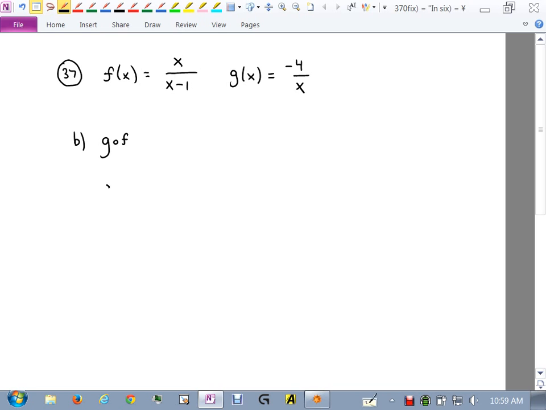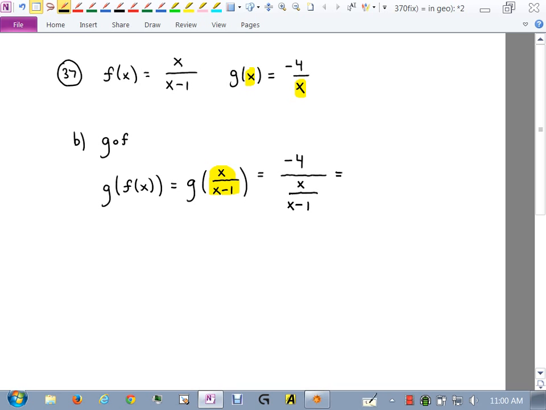So let me start with G of F of X. That's what G of F means, which means you leave G alone and you plug F in. So we're going to plug F into G. Here's F. We are going to go into the G function, replacing every X we see with this. So it will turn into negative 4 over, now I'm replacing that X with X over X minus 1.